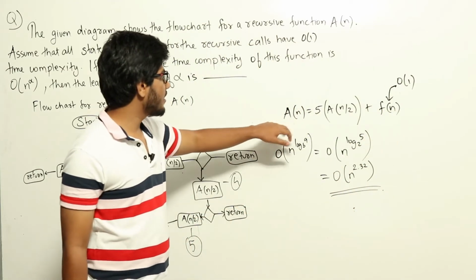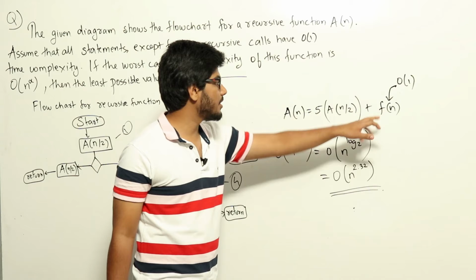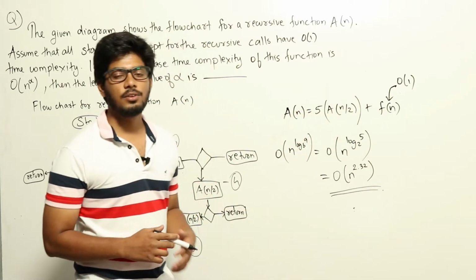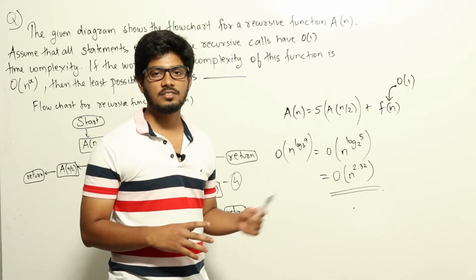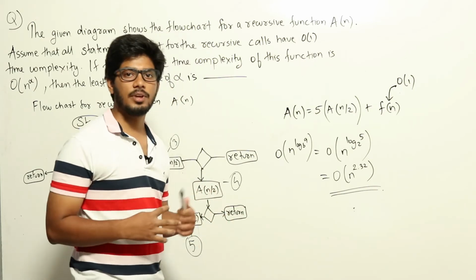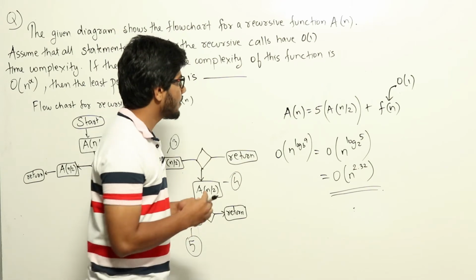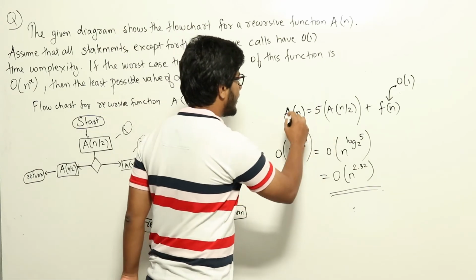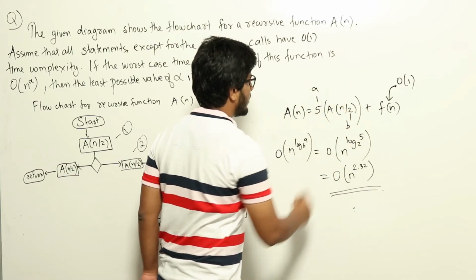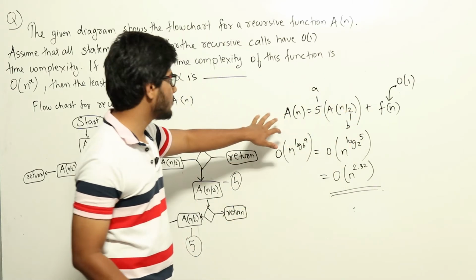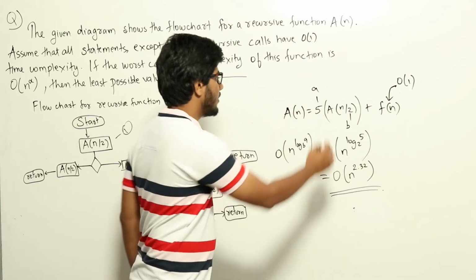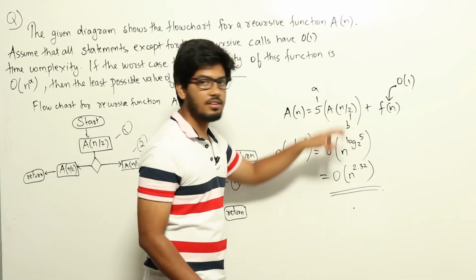So if you take a look here, A(n) equals 5 times A(n/2) plus f(n). Now this type of recurrence relation we can easily solve using the master theorem. If you don't know about the master theorem for solving recurrence relations, please learn about that first. It will be helpful for solving many of these kinds of questions. In the master theorem, we can take this as a and this will be b. We write recurrence relations of the form T(n) equals a times T(n/b) plus f(n). Now a is 5 and b is 2 here.